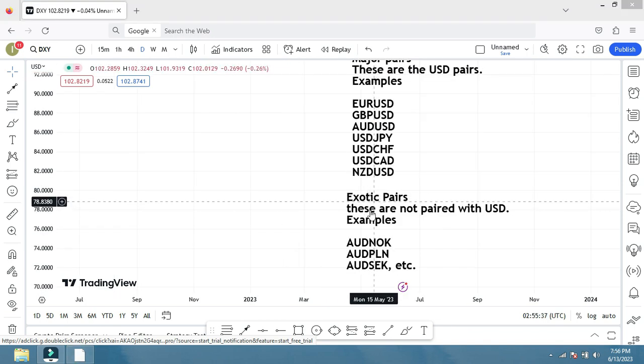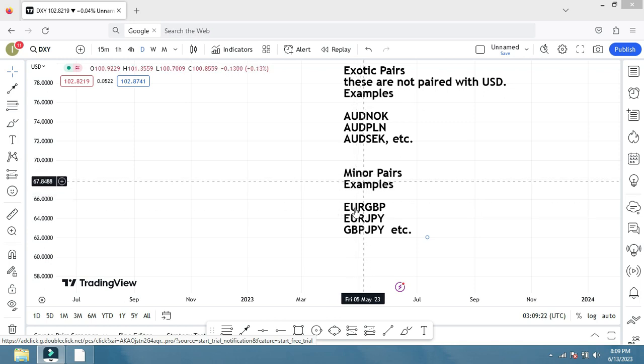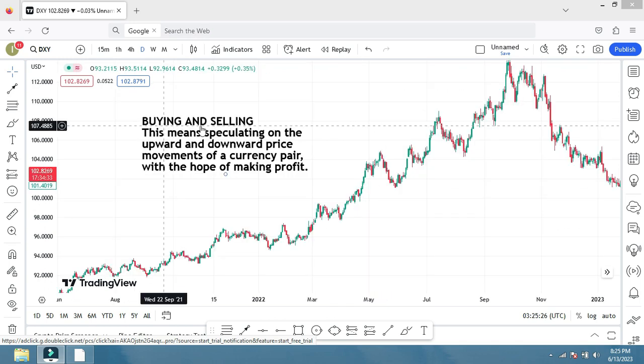The exotic pairs. These ones are not paired with USD and they do not have much liquidity in the market. These are the examples. These ones here now are the minor pairs. You can see them.